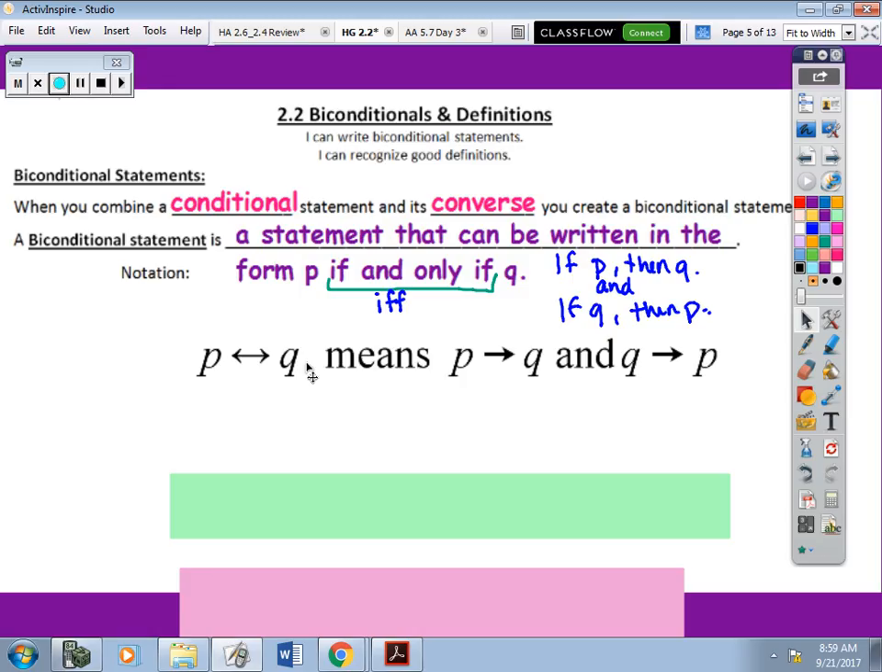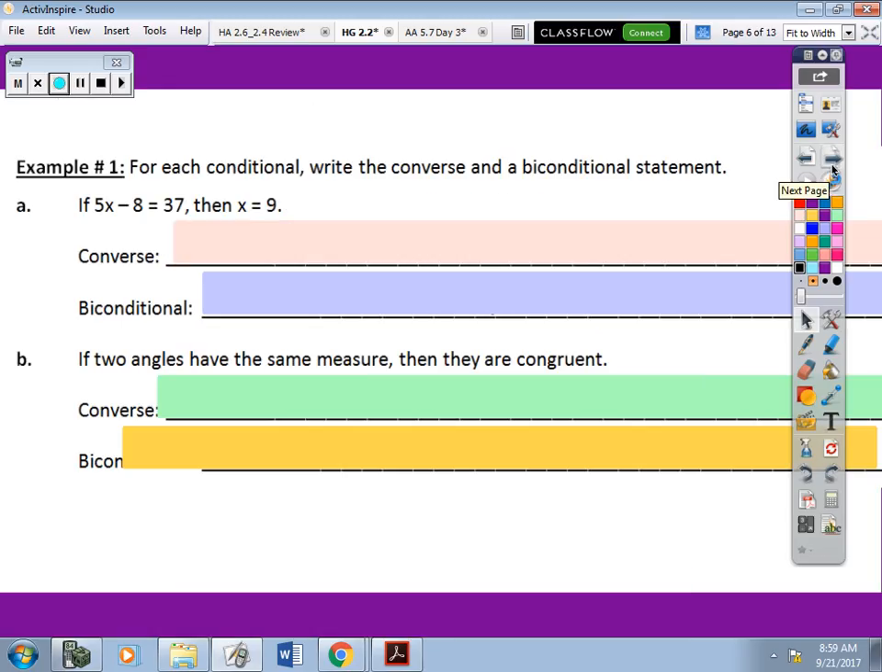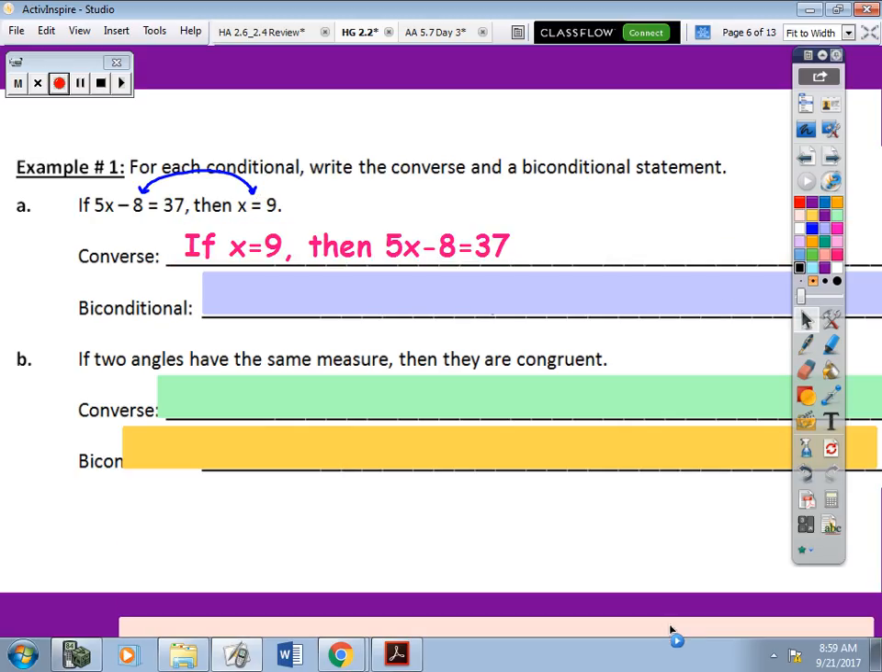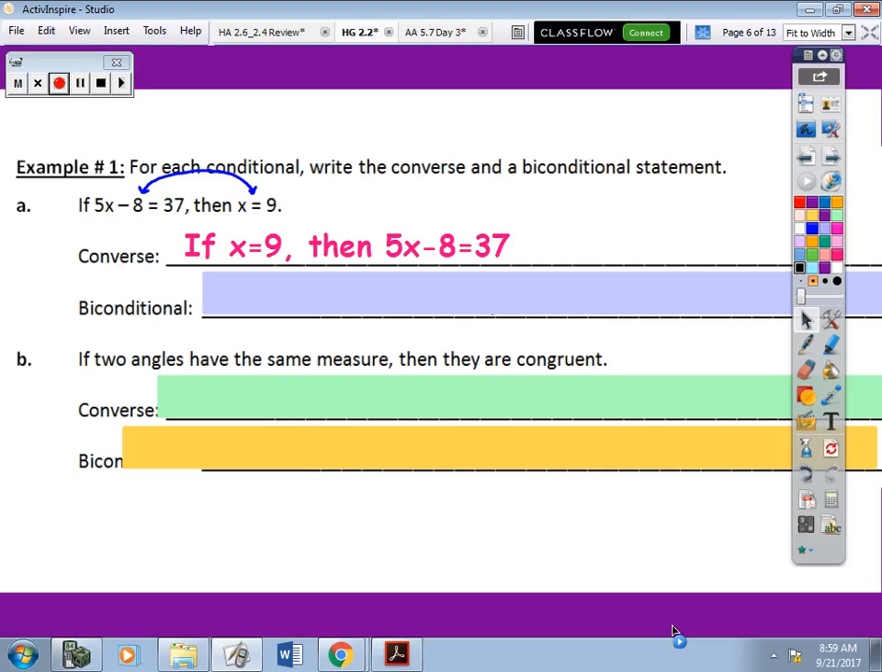All right, so the first set of examples ask us to write the converse, then write the biconditional. We don't have to state any truth values here. So remember, what does the converse do? From yesterday, what does the converse do? Right? It flips the if and the then. It flips your hypothesis and your conclusion. So our converse would be if x equals 9, then 5x minus 8 equals 37.